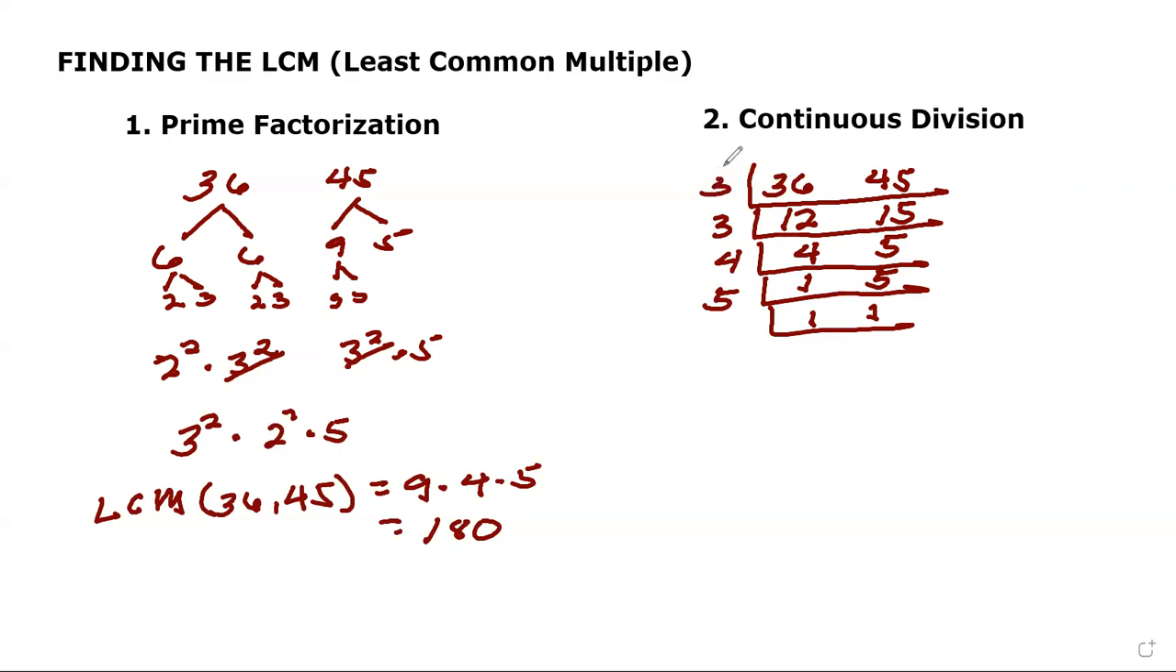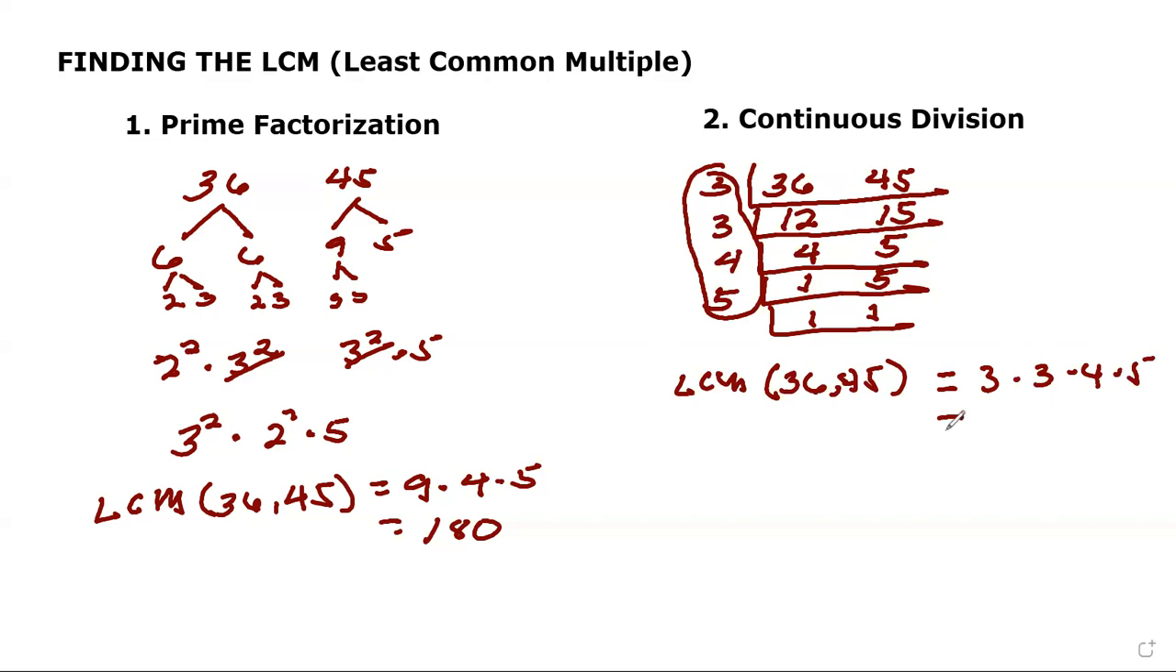So all you have to do is get the product of the numbers you divided by. The LCM of 36 and 45 will then be equal to 3 times 3 times 4 times 5, so that's equal to 9 times 4 times 5. The answer is also equal to 180. So that is how to use prime factorization and continuous division. Okay, let's have another example.